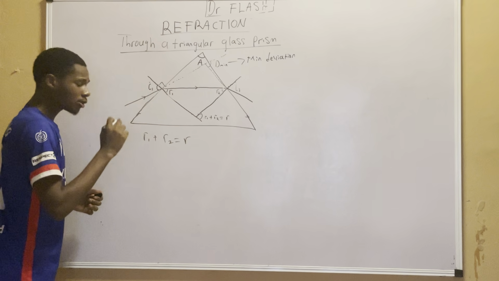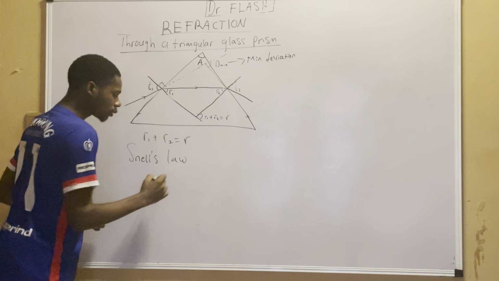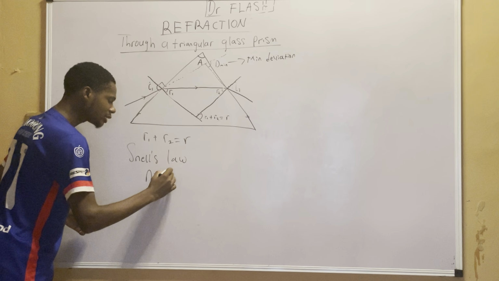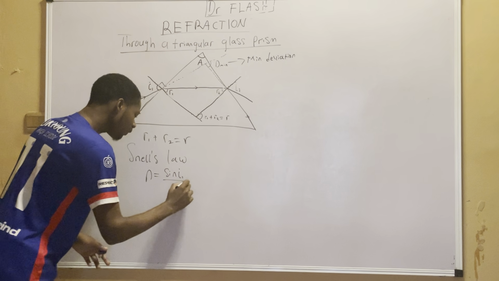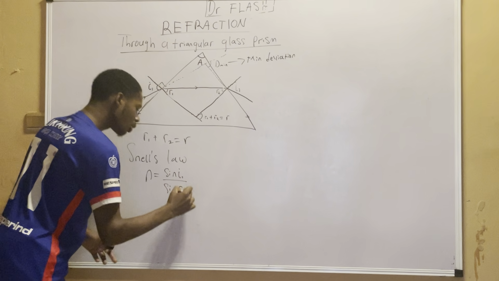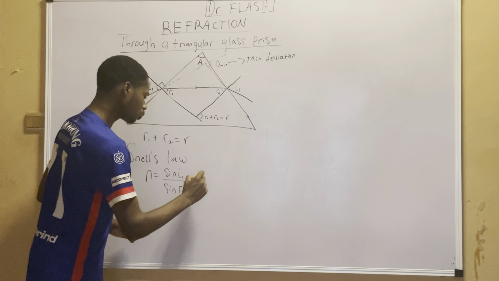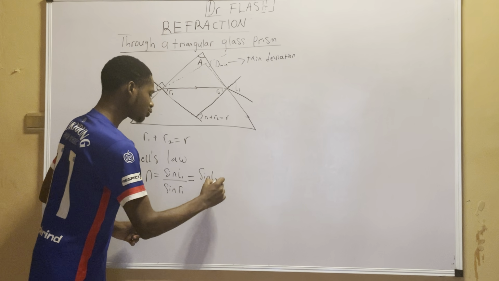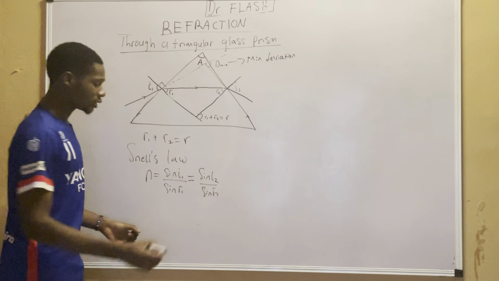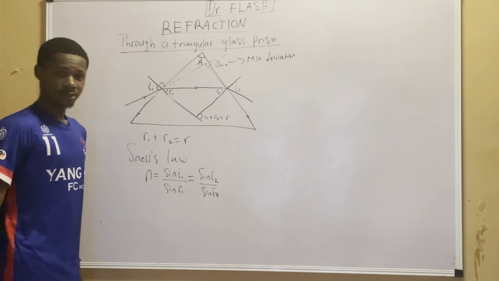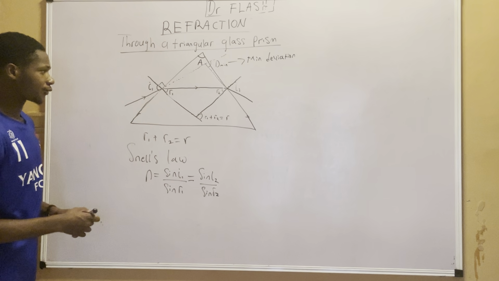We do know that from Snell's law, refractive index is equal to sine of the angle of incidence, I'm going to call this I1, divided by sine of the angle of refraction, that's sine R1, and this is equally equal to sine I2 divided by sine R2. So basically, we can make use of any of these. They are actually the same thing.